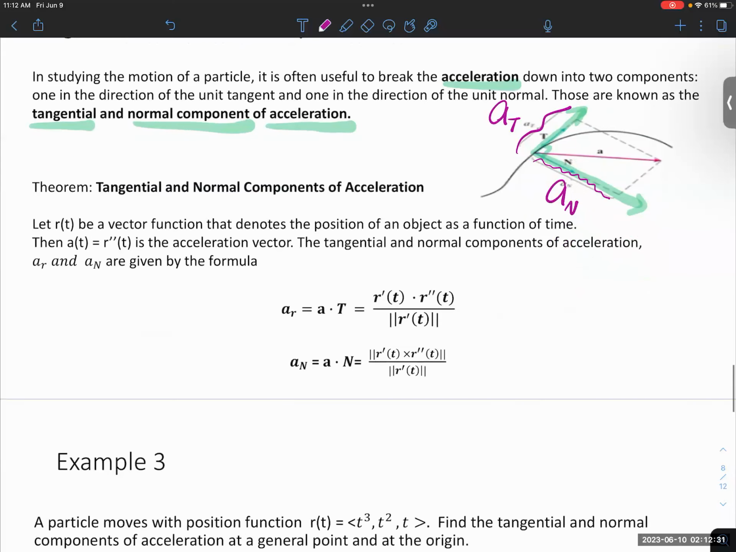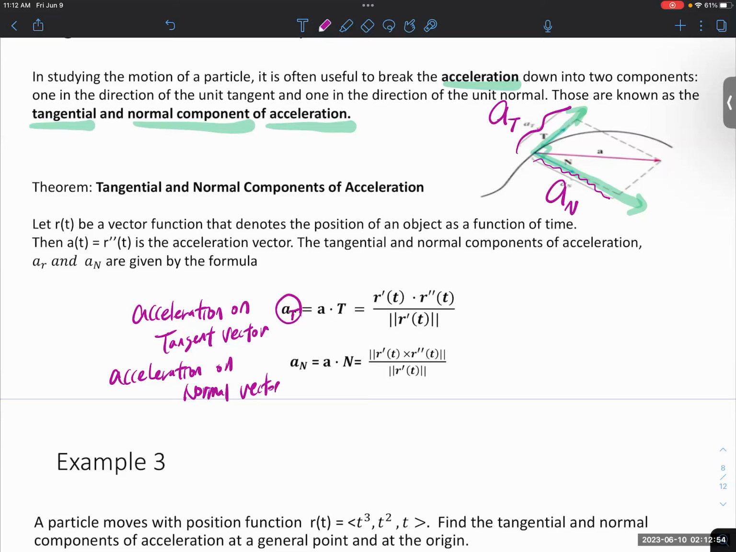So here is the formula. This is the acceleration on the tangent vector, so this is AT. And then the acceleration on the normal vector, because for each vector you can find the acceleration. So here is the formula. You're going to find R prime dot R double prime divided by the magnitude of R prime. And then AN is going to be the cross product divided by the magnitude of the first derivative.